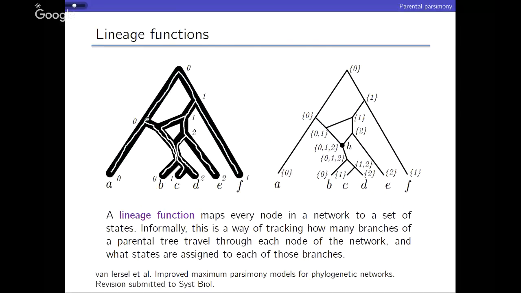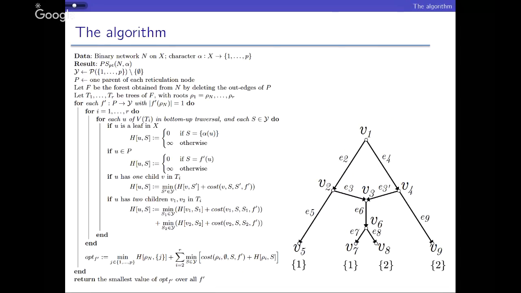For example, here we have one branch that has state 0, another branch going through that has state 1, and another branch that has state 2, and this is why we get this lineage function of 0, 1, and 2. And I would like to walk through this dynamic programming algorithm, because it's highly functional, as you will see in the last slide. It's just a dynamic programming algorithm with a guessing phase.